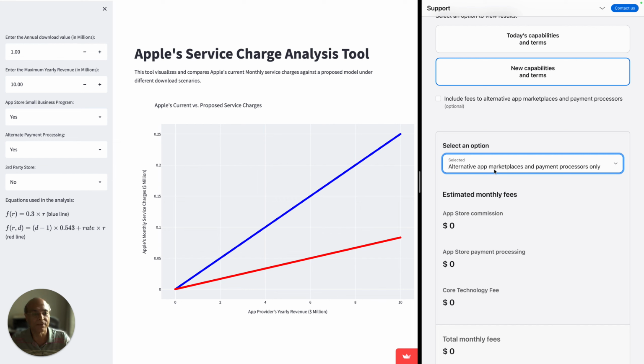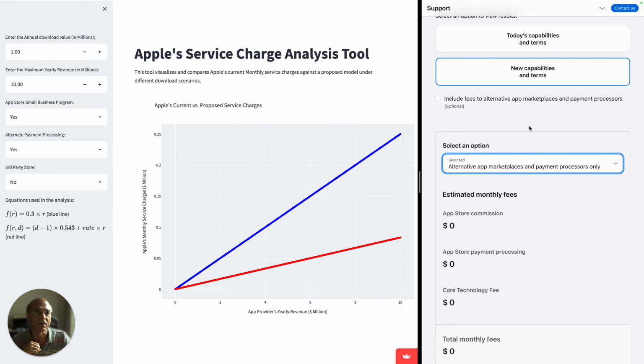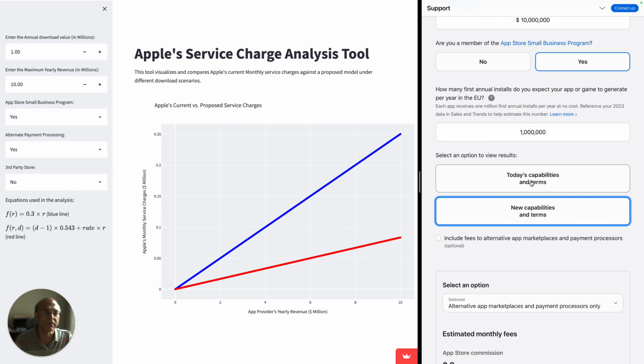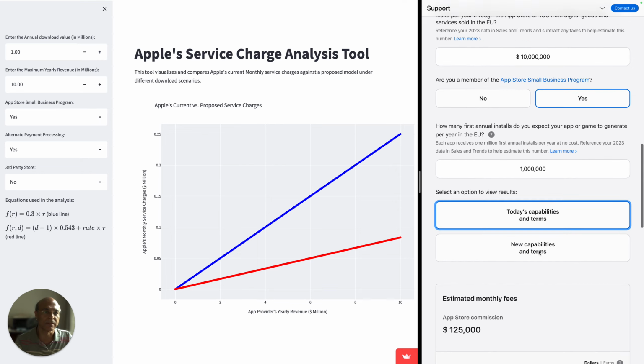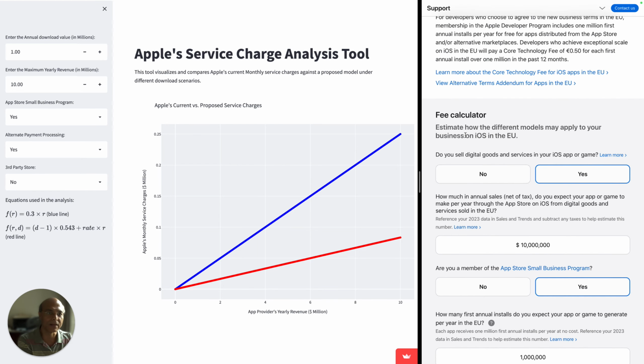So there are different terms associated with it, which is called third party. And the fourth is actually of not much value because it is a mix of all the three, right? So I'm not going to talk about the fourth thing. Then we have the new terms and capability and today's terms and capability. So for example, when I start from the beginning of the fee calculator, it says, do you sell digital goods and services on your iOS platform?